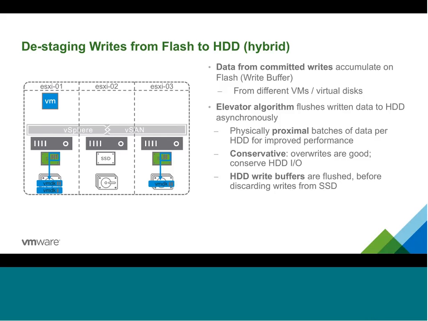So in a conservative way, overwrites are good. It conserves HDD IO, and write buffers are flushed before discarding writes from the cache. That means I'm writing to HDD. Obviously, HDD also has its write buffer. The entire buffer is flushed first. When all the data is committed to HDD, only then is the data removed from the cache.